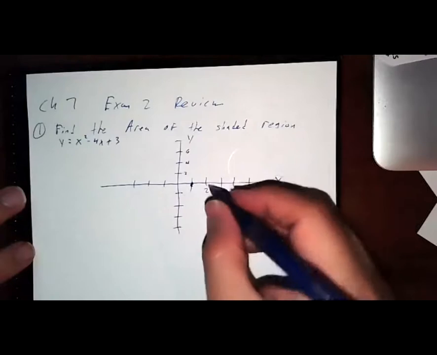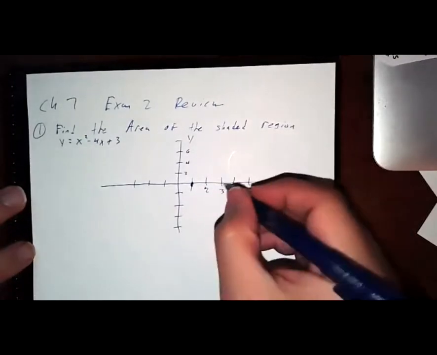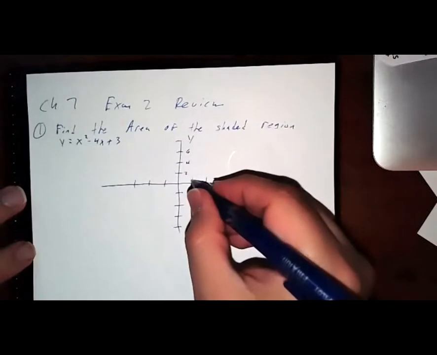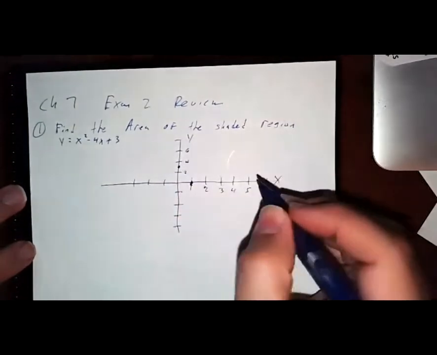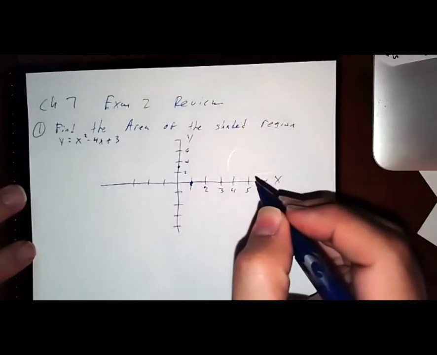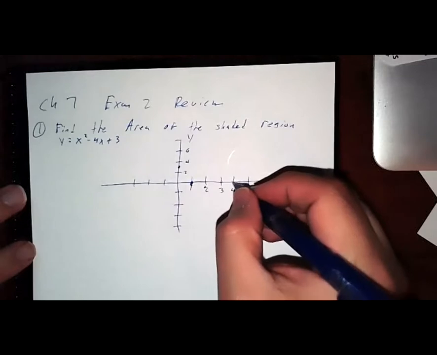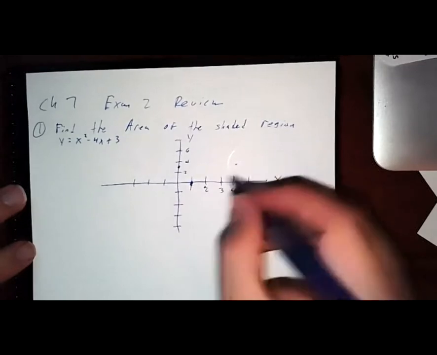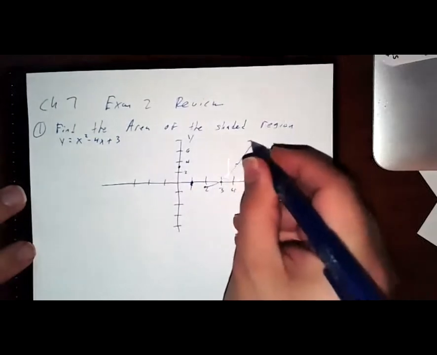At 2, it's over here. At 3, it's right there. So it has this kind of shape. It has a point right there. At 4, it's at 3 as well. Okay. There's something like this.